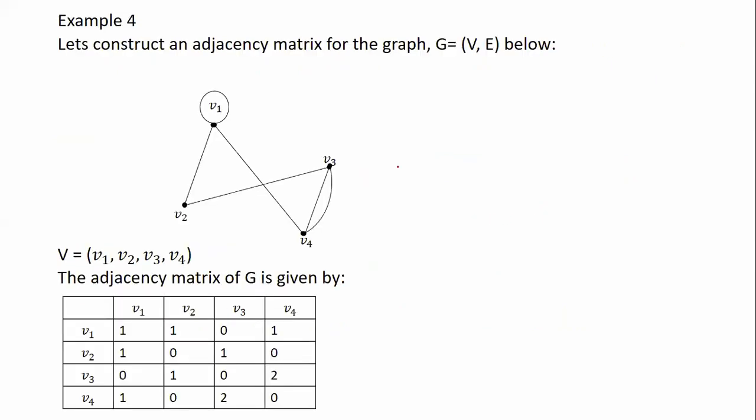So let's move on to this example, and that's why we're able to see how we can now form the adjacency matrix for a given graph. Now let's go to example number 4. Let's construct an adjacency matrix for the graph G = (V, E) below. Here we have this graph, and we are going to find which two or more vertices are adjacent to each other.